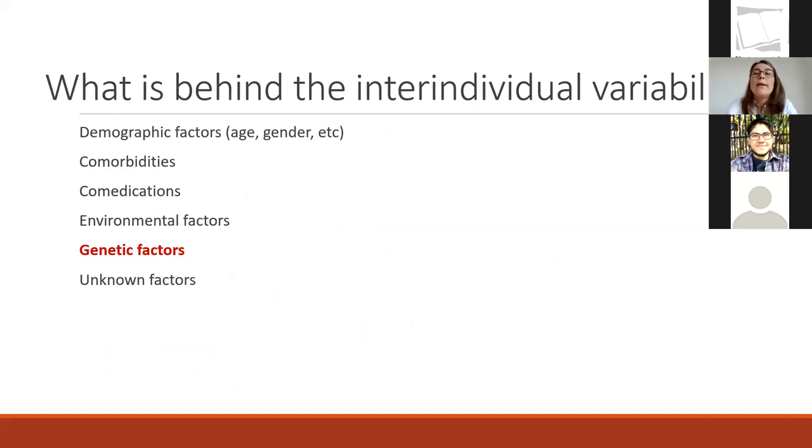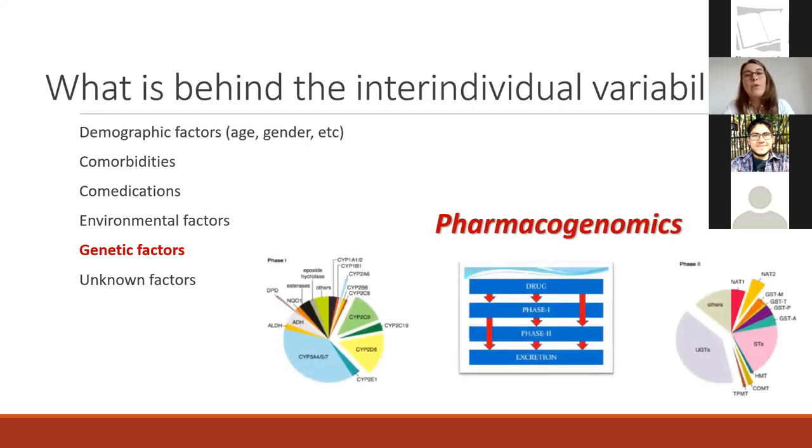So what is behind the inter-individual variability? We are still investigating this. We still don't fully understand it, especially because we have very different drugs that work in different pathways. But we know that in general, there are demographic factors that affect drug response. We have comorbidities, co-medications, which in pharmacology we call drug-drug interactions. There are several environmental factors, dietary habits, for example. We are aware that there are genetic factors involved, and for sure many unknown factors still to be discovered. We are interested in genetic factors in our department.